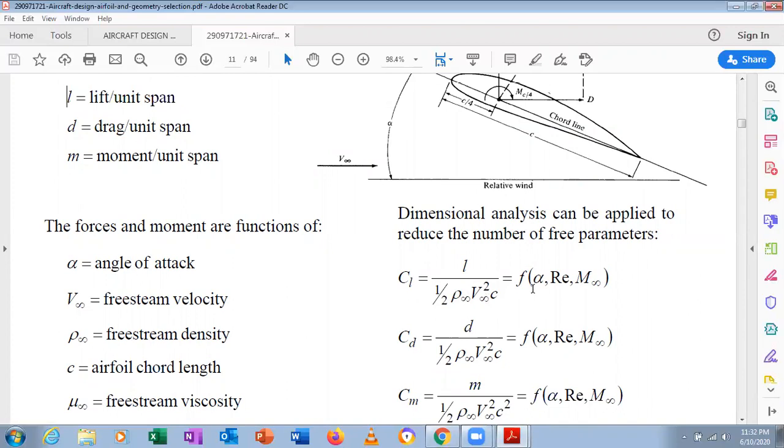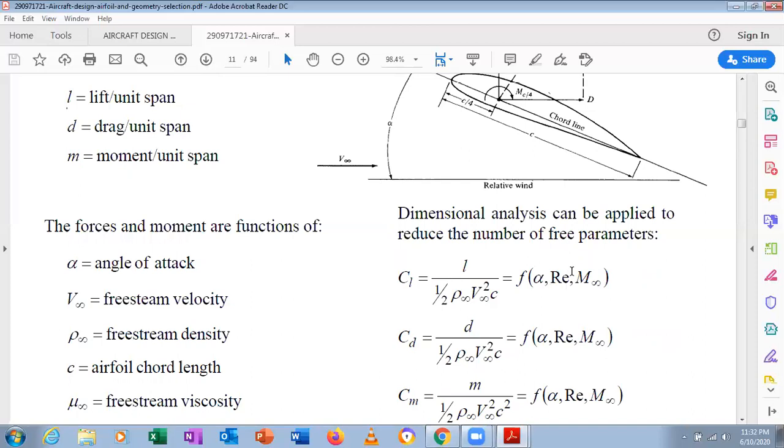And we can see it alpha, RE, and M infinity. It means that alpha is nothing but an angle of attack. RE is nothing but a Reynolds number. Reynolds number is nothing but a what? Rho VD by mu. Understood? The ratio of inertial to viscous force. That's a Reynolds number. Means Reynolds number determines what? Whether the flow is turbulent or laminar. According to that, we are determining the flow.